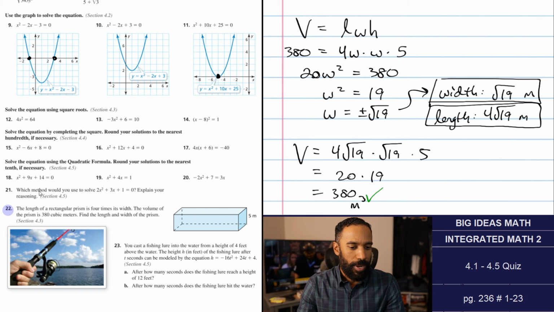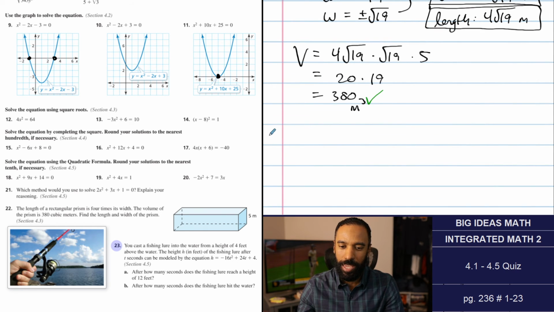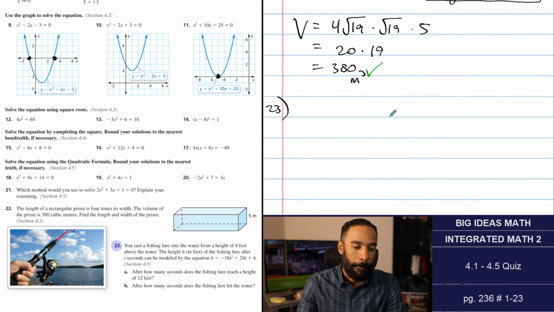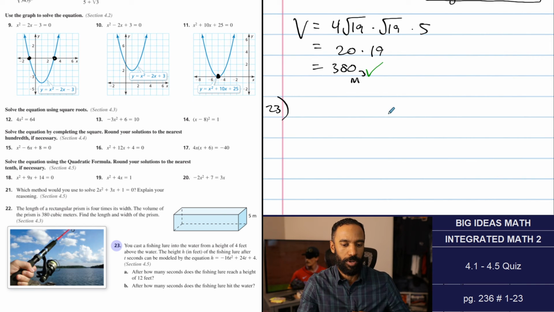Last question, number 23. According to the picture, you cast a fishing lure into the water from a height of 4 feet above the water. Oh yeah, the word problems. The height, h, in feet of the fishing lure after t seconds can be modeled by the equation h equals negative 16t squared plus 24t plus 4. After how many seconds does the fishing lure reach a height of 12 feet? After how many seconds does the fishing lure hit the water?